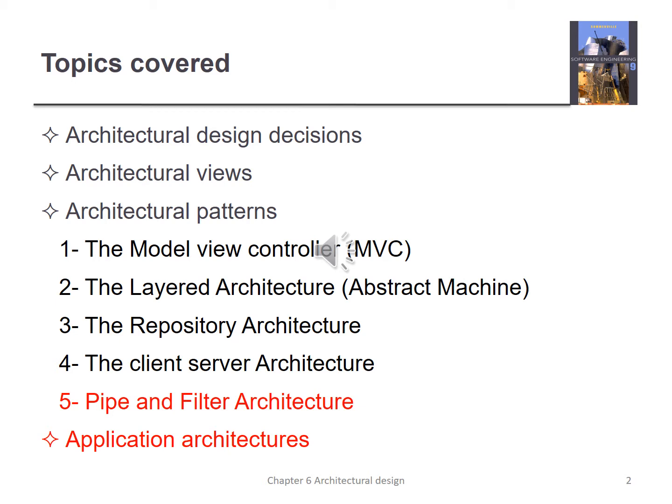The first one we talked about is the model view controller, then the layered architecture, which is the abstract machine. Then in the lecture before, we covered the repository architecture and the client server architecture. In this lecture, we are going to cover the last, the fifth pattern we could use in our project: pipe and filter architecture, and an application architecture example.